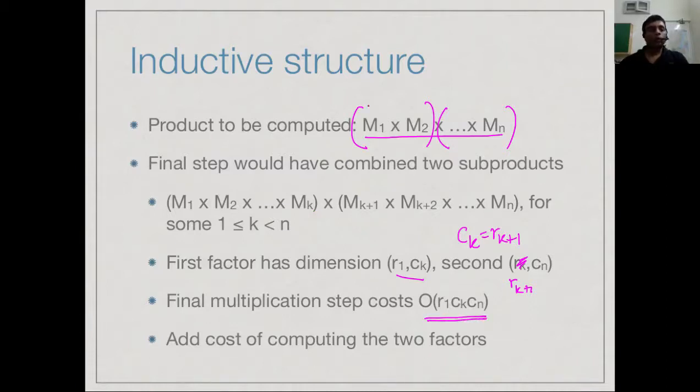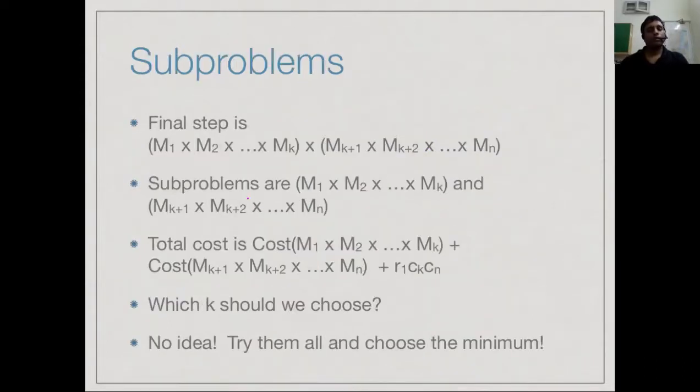Now to get the total cost of doing it with this particular choice of k, we have to get the cost of computing M1 to Mk and Mk plus 1 to Mn. Right? So we have this final situation and now we have these two subproblems. So the total cost is going to be the cost of the first subproblem, however much it takes to compute M1 to Mk, plus however much it takes to compute Mk plus 1 to Mn, plus the cost of the last step, which is to multiply these two matrices together after the subproblems produce one matrix each.